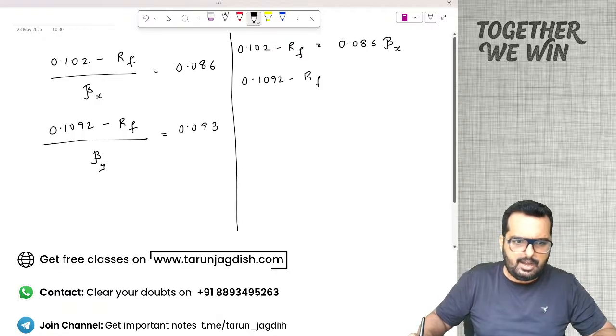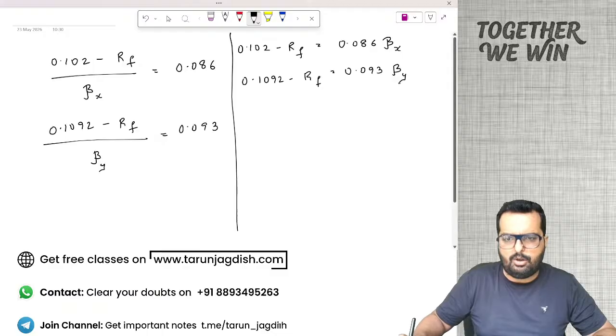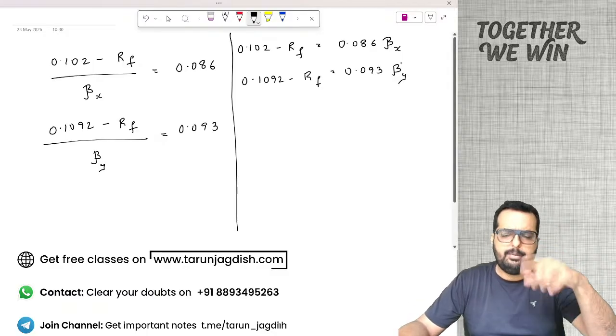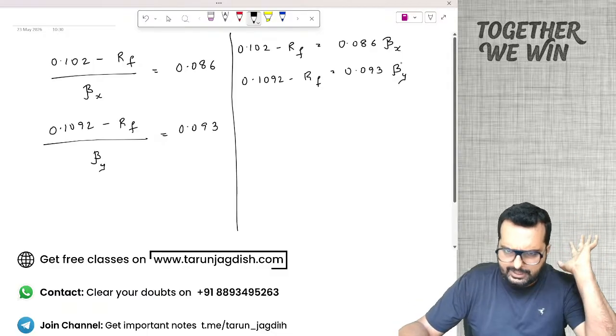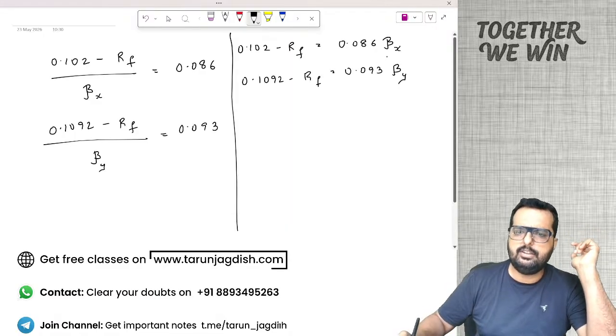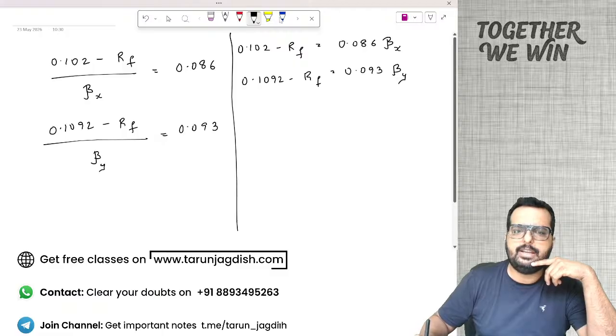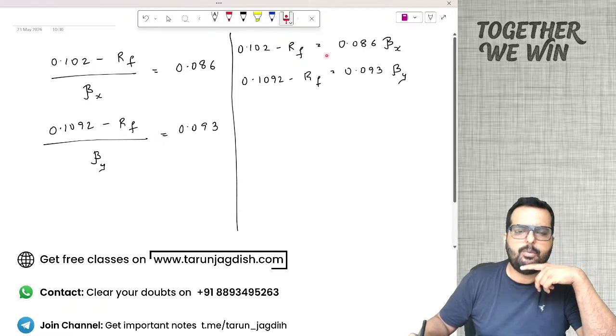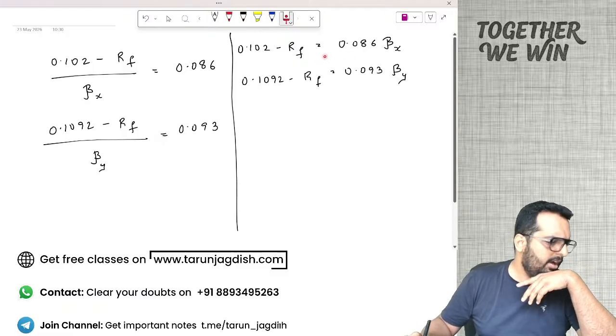0.1092 minus RF is equal to 0.093 beta of Y. So you have two parameters. Beta of X is different, beta of Y is different, and RF is also given over here. So there is no way I can subtract beta Y with beta X. That is the problem that we are facing over here. Are you getting my point?